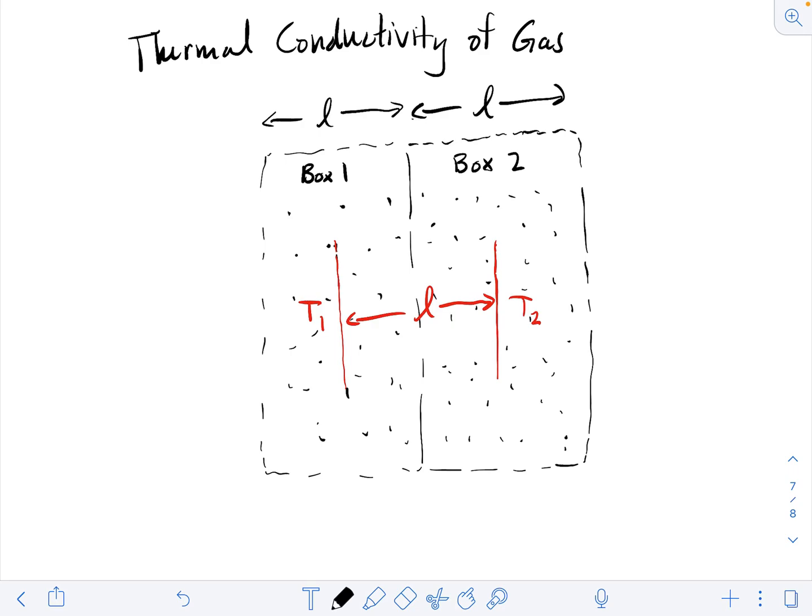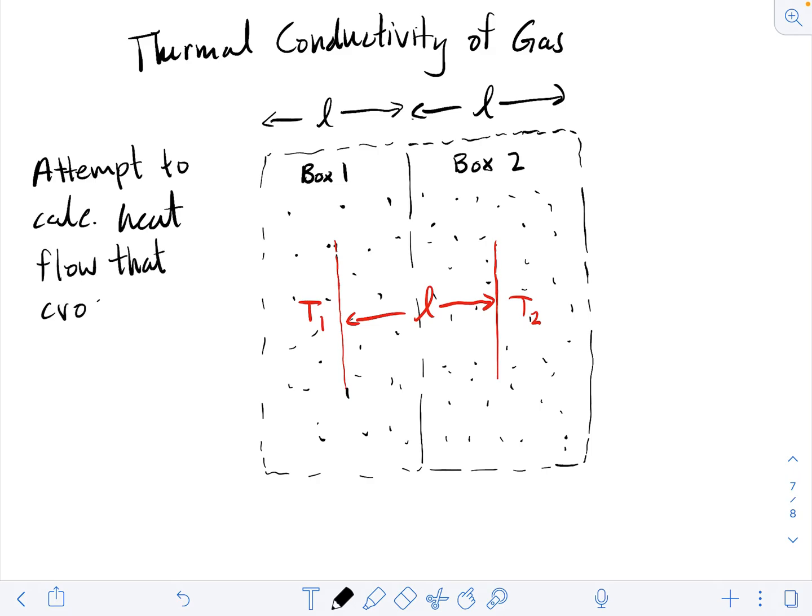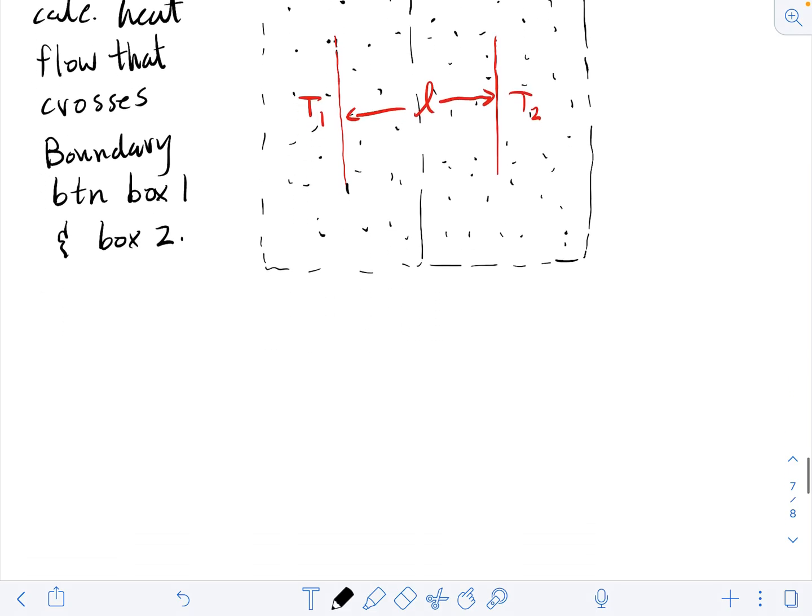And so the goal is to attempt to calculate the heat flow that crosses the boundary between box 1 and box 2. So if T1 is hotter than T2, we'd expect a net heat flow from box 1 into box 2.